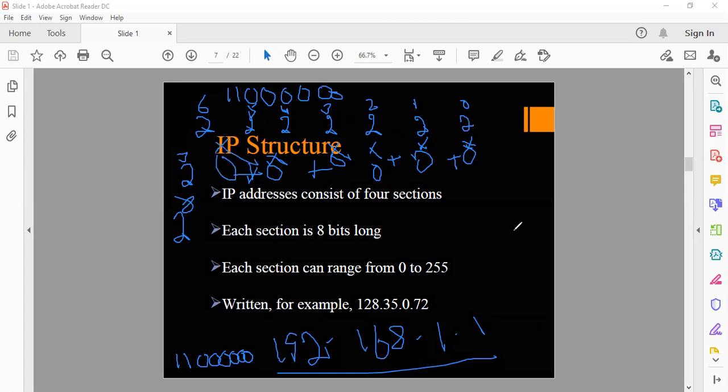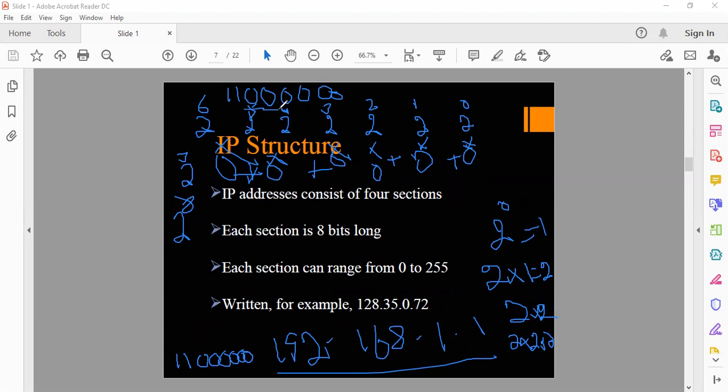What is 2 raised to power 0? It means 1. 2 multiplied by 1 is equal to 2. 2 to power 2 means 2 multiplied by 2, which is 4. 2 to power 3 means 2 multiplied by 2 multiplied by 2, which is 8. So 1, 2, 4, 8, then 16. Similarly, in the fifth it is 32, in the sixth it is 64, in the seventh it is 128, in the eighth it is 256.